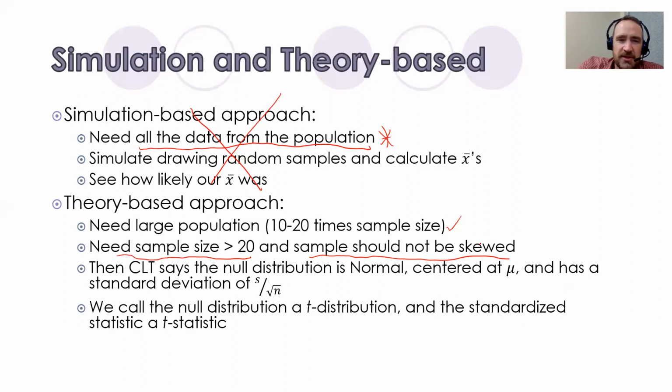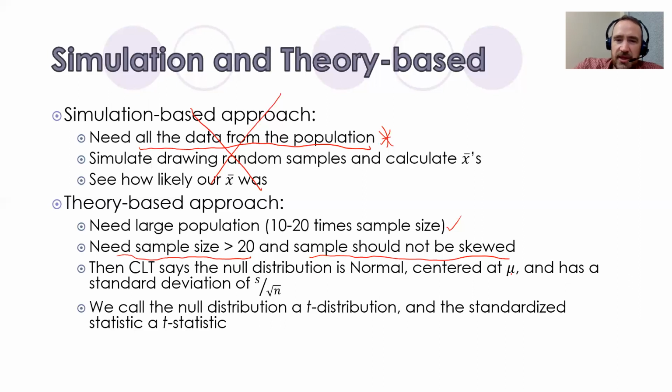Assuming we have those things, then the central limit theorem says that the null distribution would turn out to be normal. This is essentially telling us what we would get from a simulation-based approach. Also, the null distribution would be centered at mu, just as we saw the null distributions for proportions were always centered at pi. With a quantitative variable, the null distributions are always centered at mu, the mean of the population, as hypothesized in the null hypothesis.